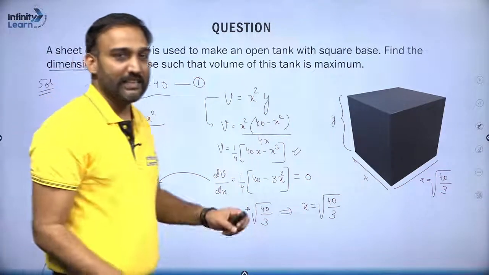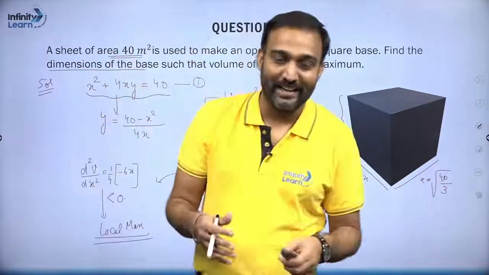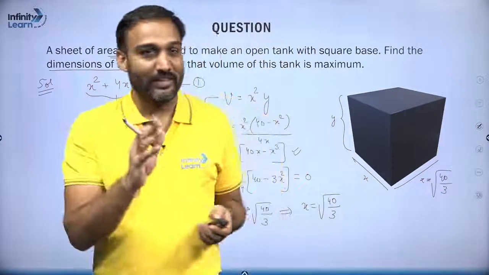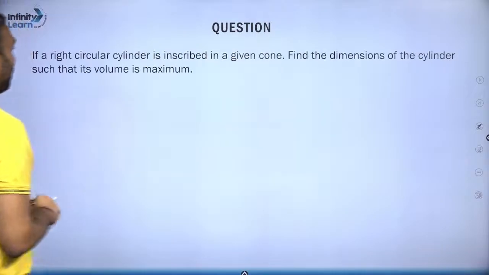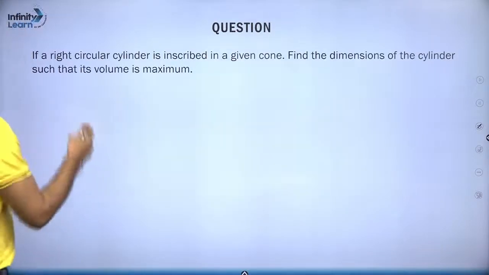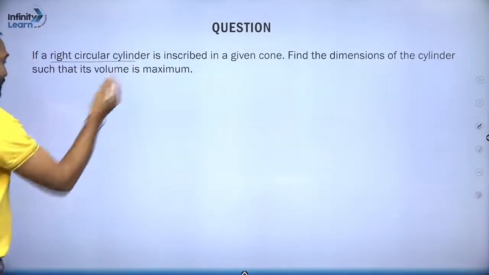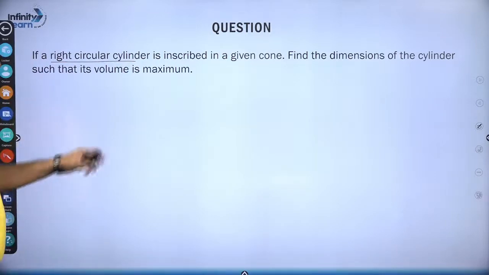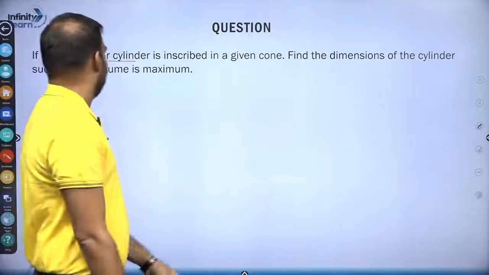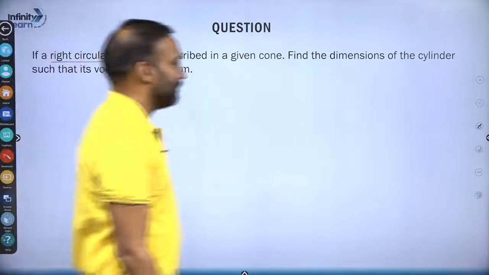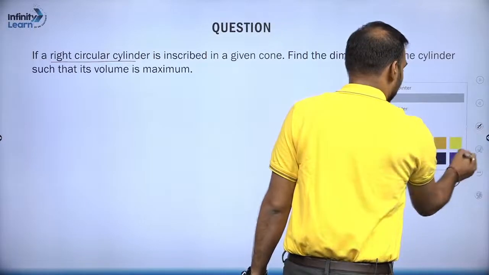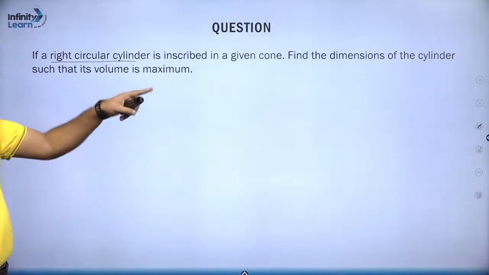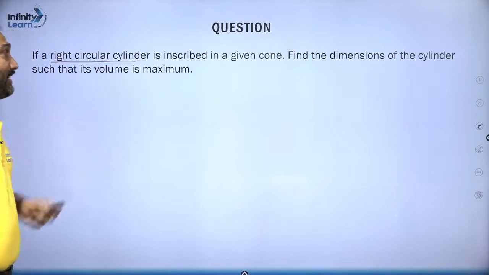Right guys, so we are clear till this particular point and we are moving ahead towards the end of this wonderful session. Towards the end, not the end, we have one more problem for you. Now in this problem it says there is a right circular cylinder inscribed in a given cone. Find the dimension of the cylinder such that its volume is maximum. So I have to maximize this volume, right? Volume for the cylinder which is inscribed inside a right circular cone.